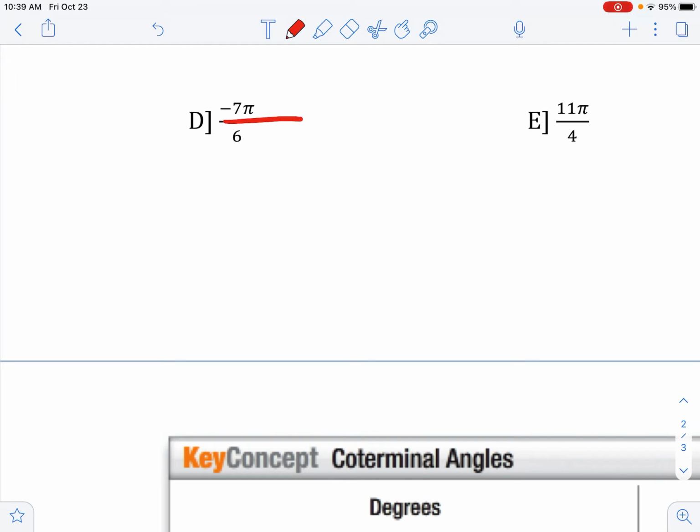This is in radians. I want it to be in degrees. I need to get rid of pi. Divide by pi, multiply by 180. The pi's cancel. 6 is divisible by 6 1 time. 180 is divisible by 6 30 times. Negative 7 times 30 is negative 210.